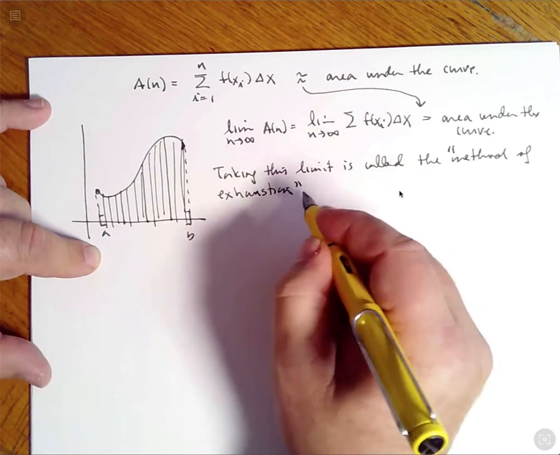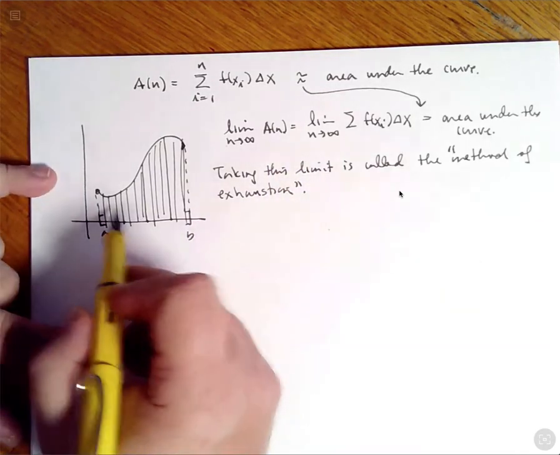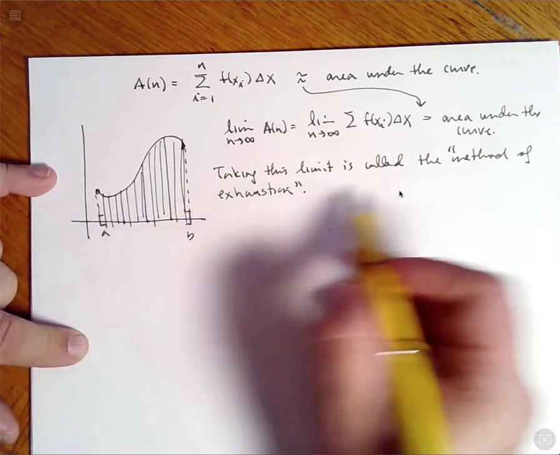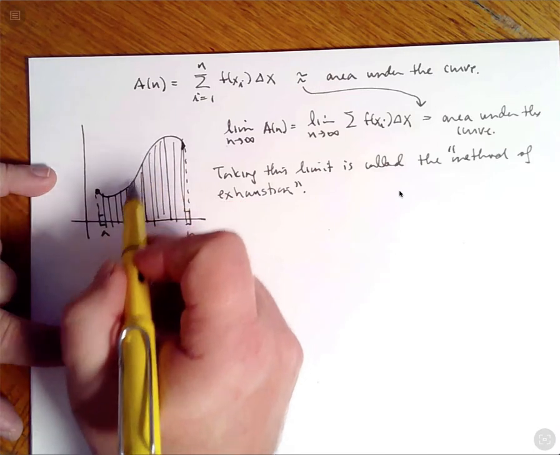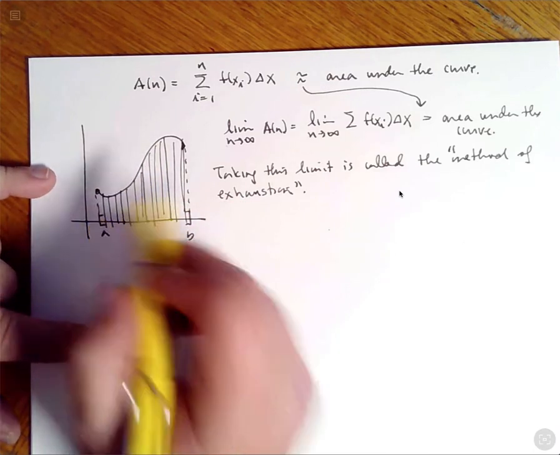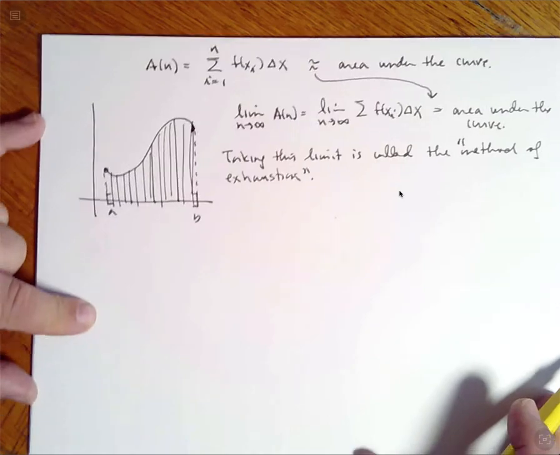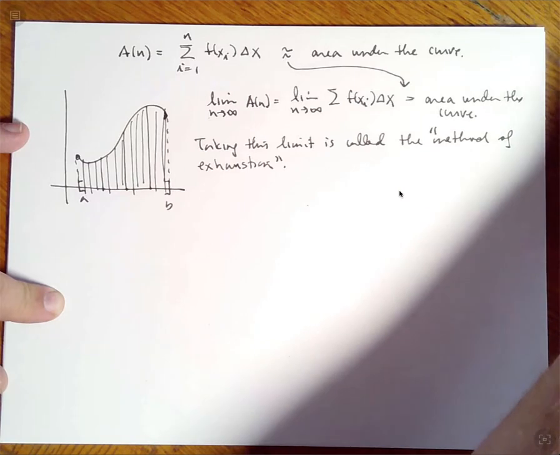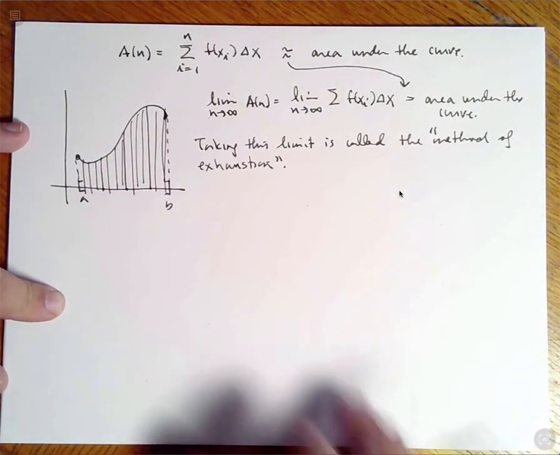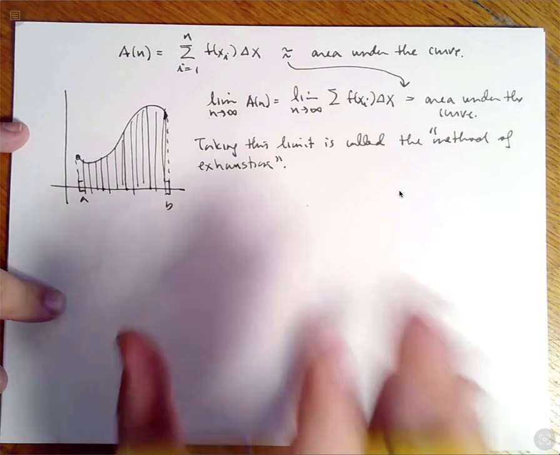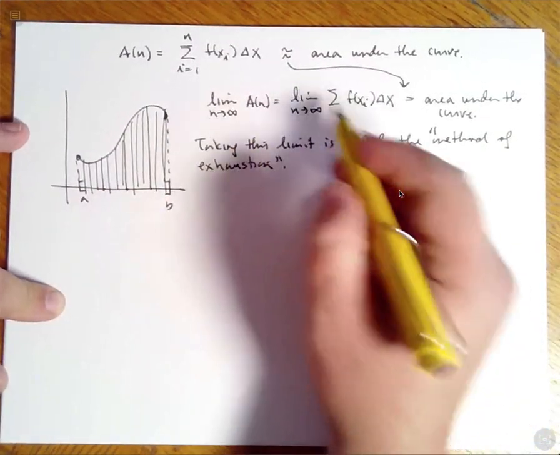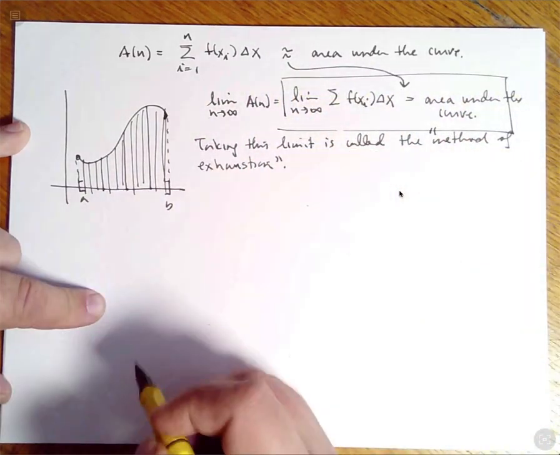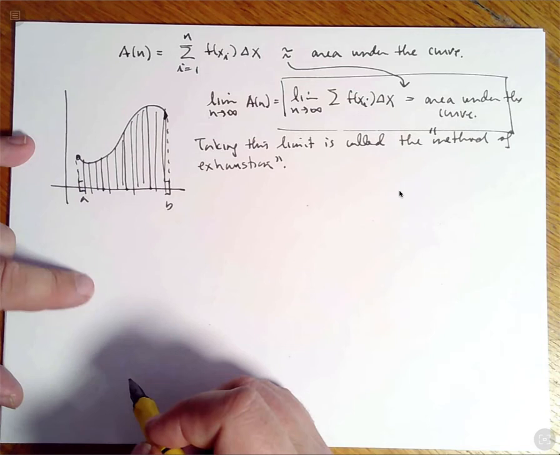Method of exhaustion. Think of it, how exhausting it would be to make more and more rectangles that are narrower. But what you're exhausting here is the area under the curve. You're getting rid of it, okay, by taking a limit. So okay. Super important idea, that the area under the curve is the limit of Riemann sums.